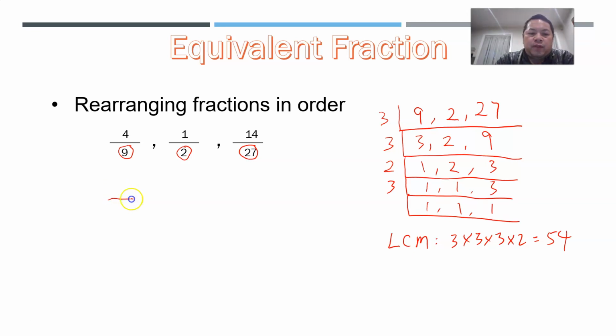So to get the equivalents, this is our 54, our 54, our 54. 9 times 6 will give me 54. So 4 times 6 is 24. 2 times 27 will give me 54. So my numerator is 27 here. 27 times 2 gives me 54. 14 times 2 is 28. So if let's say we want it to be in increasing order, the smallest is this, followed by this, followed by this.